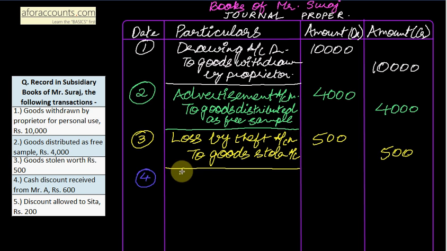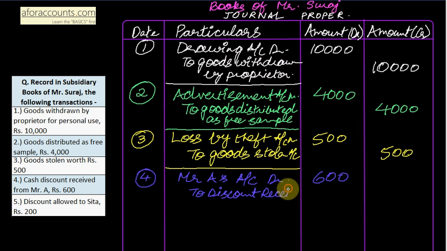Mr. A account debit. How much? 600, to discount received. Discount received is my income, so I have to credit it to discount received. Income or gain, 600. So income or gain needs to be credited.